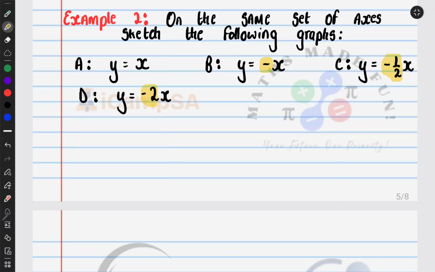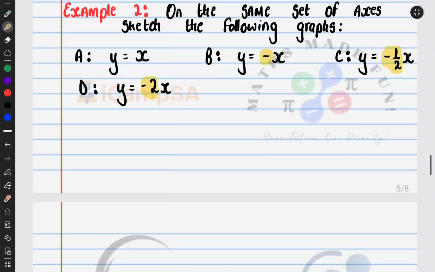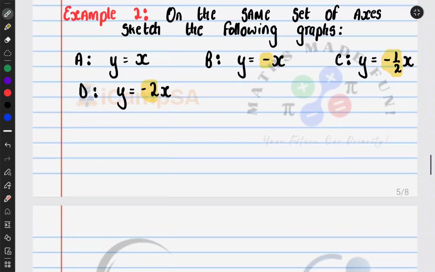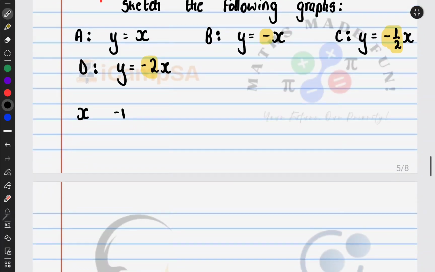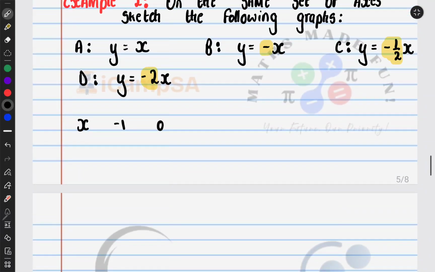Yes, we have to showcase what happens when we are now dealing with negative values of a. Once again, for simplicity, let's just use the table method. The x values are going to be -1, 0, and 1, just for simplicity. And then the first function of b is y is equal to -x.